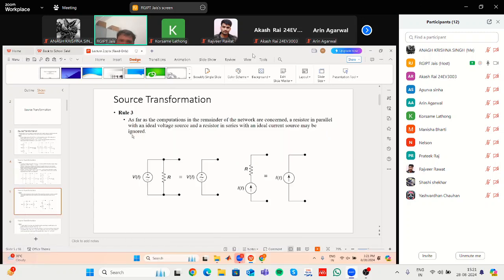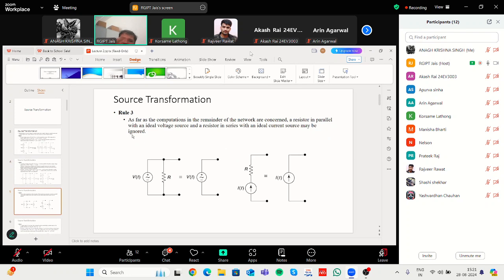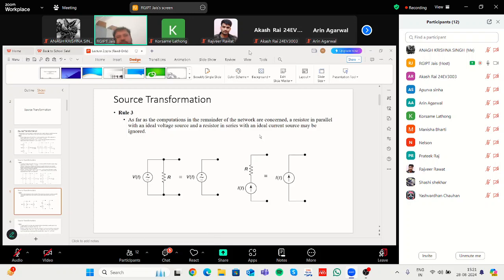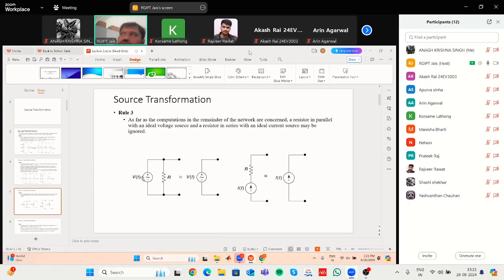Rule 3. Okay, this part I've already told you, but it is a formal way of saying what the main concept of source transformation is. There is a voltage source. Okay, an ideal voltage source, what is the resistance? Okay, zero resistance.